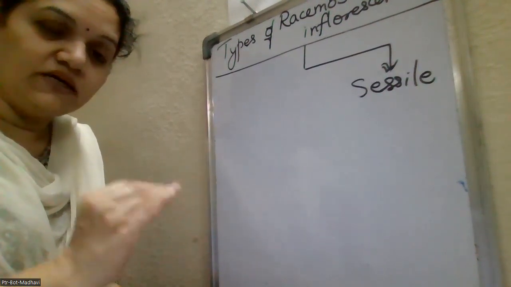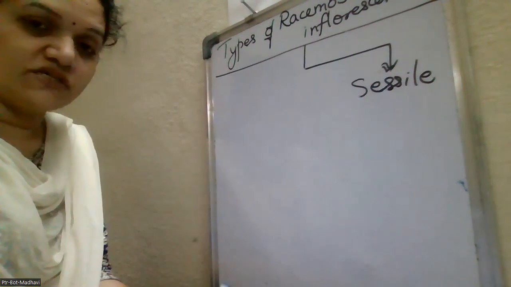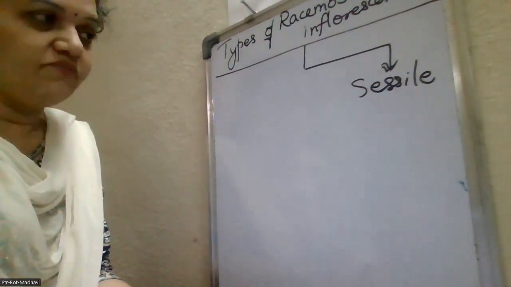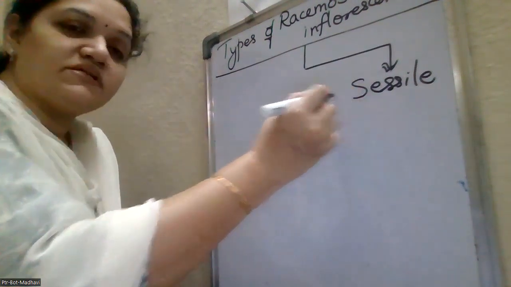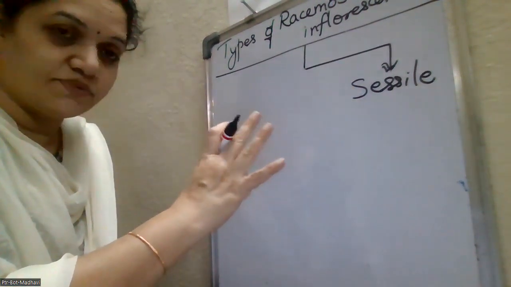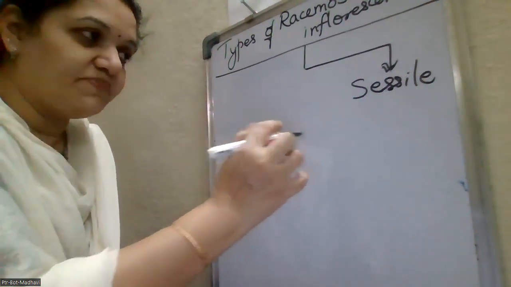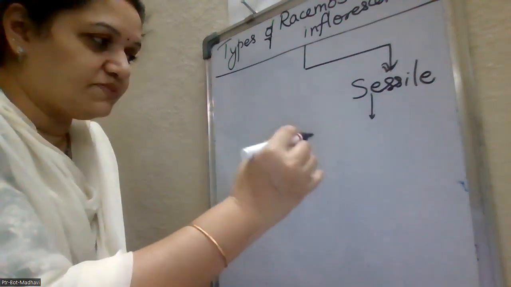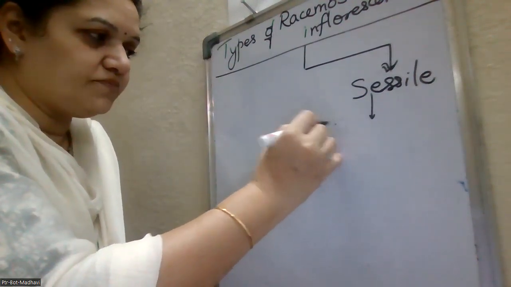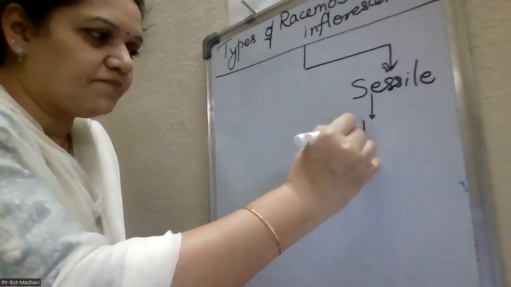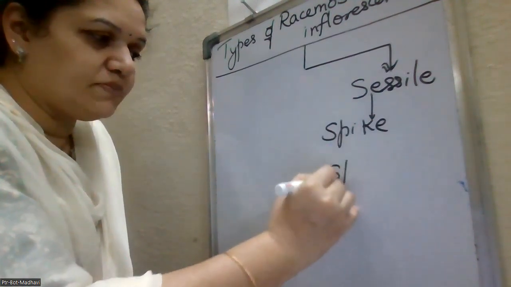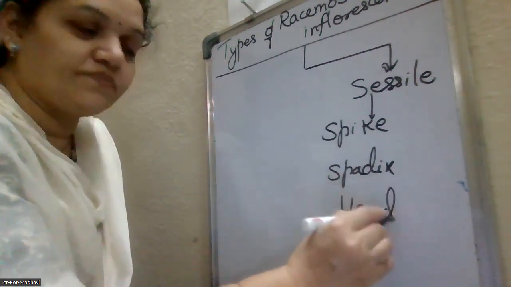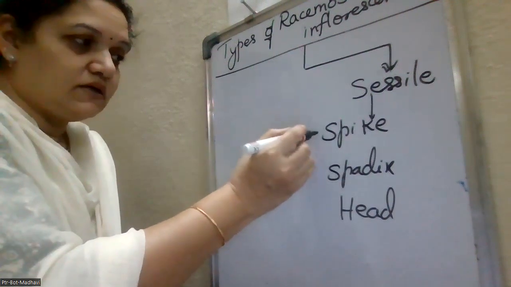Now comes the sessile racemose inflorescence. Sessile racemose inflorescence is where the flowers lack the pedicel. Stalk of the flower is absent. That's it. Entire thing is same. Again, the sessile racemose inflorescence is of three types. That is the spike, spadix, and head. Spike.